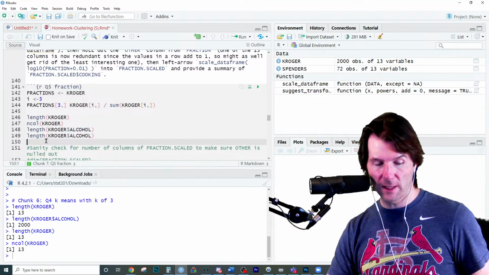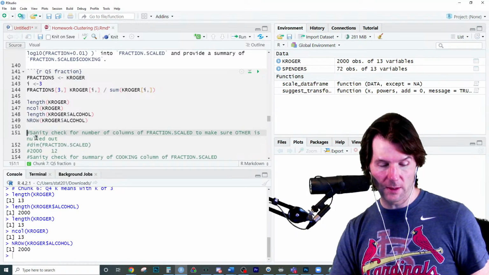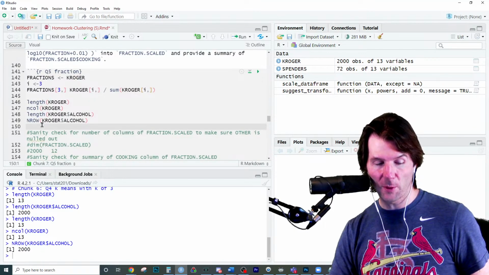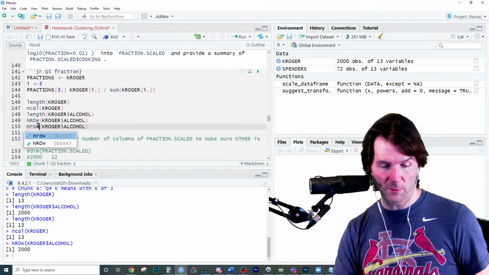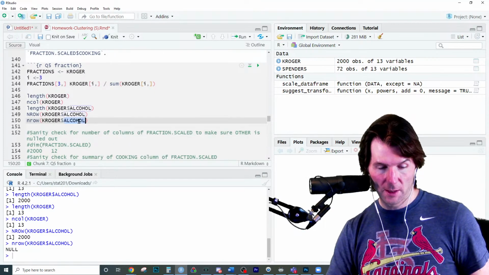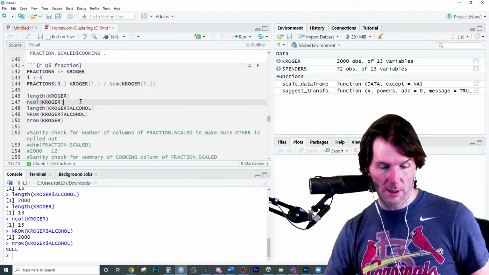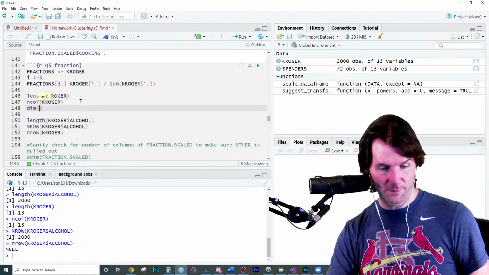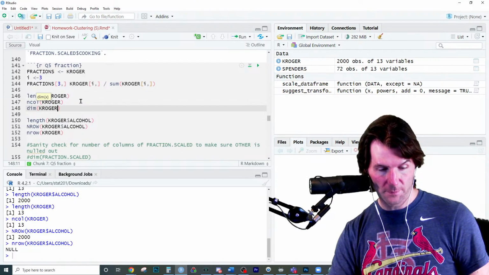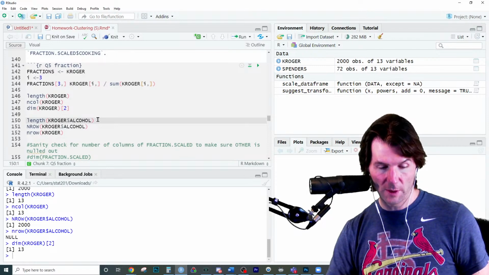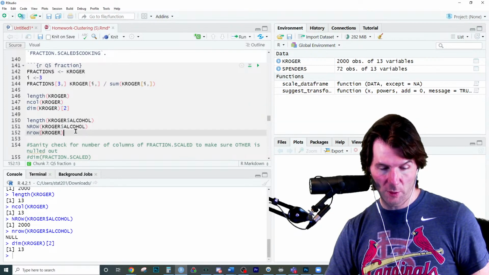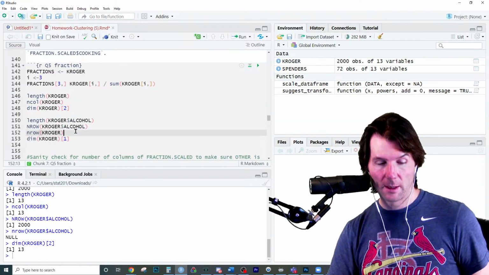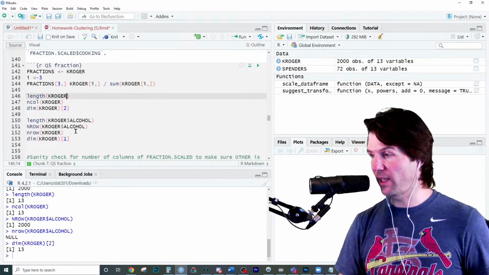Where this right here, I think you can use n row on this. Oh, you see, yeah. So you can use n row on that, which does length, but you can't use n row. It gets mad. So all 3 of these, dim Kroger dimension 2, dim Kroger dimension 1. Every one of these gets you the same answer.